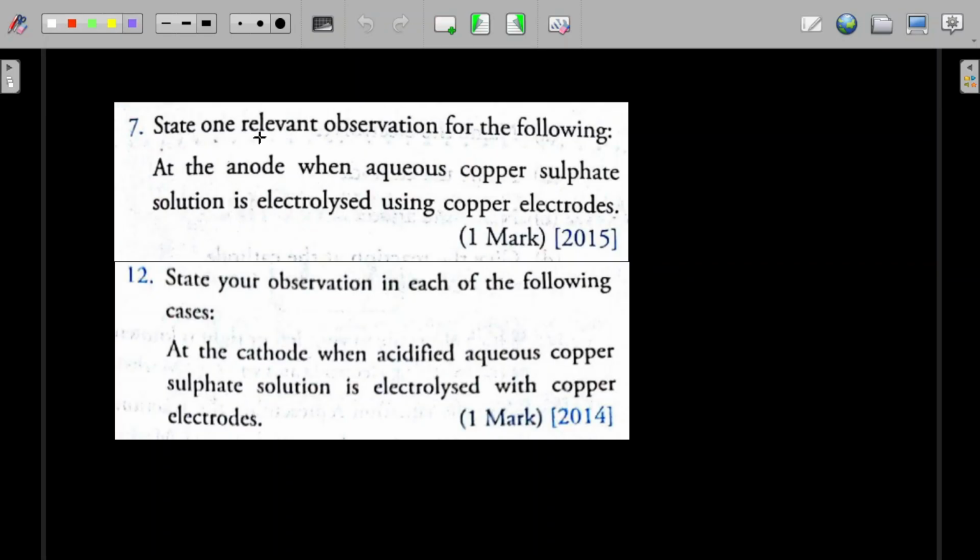Okay. State one relevant observation at the anode when aqueous copper sulfate solution is electrolyzed using copper electrodes. Remember, this has been asked many times. Copper electrodes, this thing. Okay. So at the anode, what happens? Diminishes in mass and size, right? And at the cathode, they have asked. So at the cathode, pink metal deposits, which we have already written.